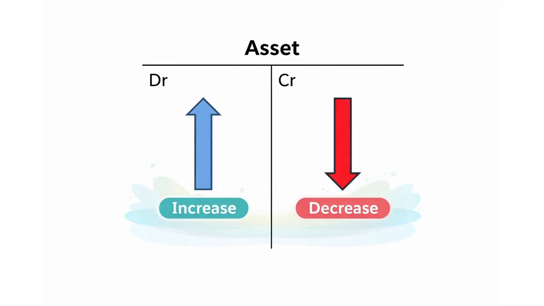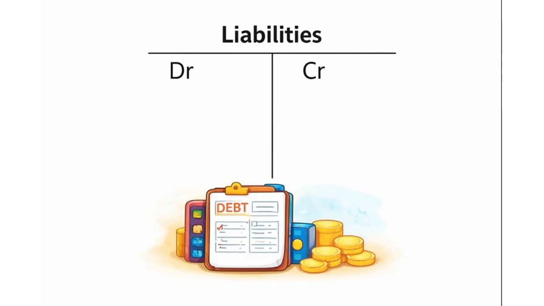For example, when a business receives cash, the cash account increases, so we record a debit to cash. When the business pays cash, the cash account decreases, so we record a credit to cash. This same rule applies to all asset accounts, whether it's cash, inventory, or equipment. Once you understand this rule for assets, everything else in accounting becomes much easier.